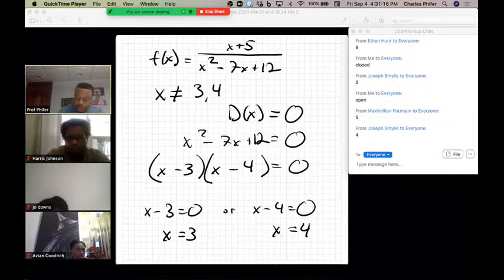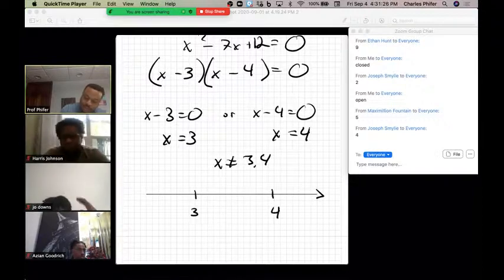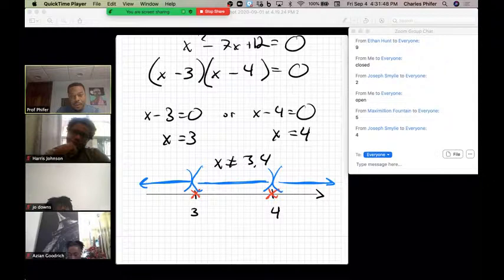So if we're on the number line, again, x cannot be equal to 3 or 4. If we're trying to figure out what values of x are going to work, basically we're saying everything is going to work except the 3 and except the 4. So we want to include everything except 3 and 4. So we're talking about all of these numbers going to the left, all of these numbers in the middle, and all of these numbers going to the right. And we want to exclude the 3 and we want to exclude the 4. Does that make sense?